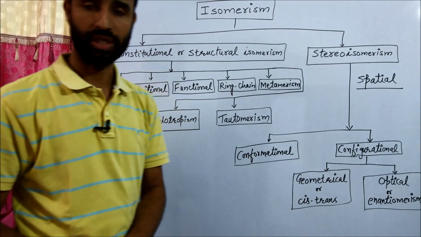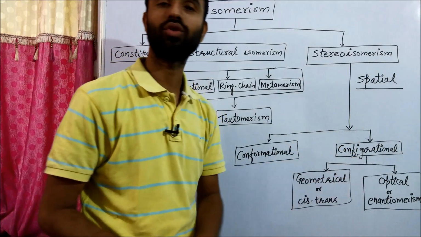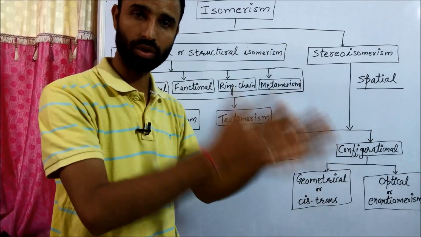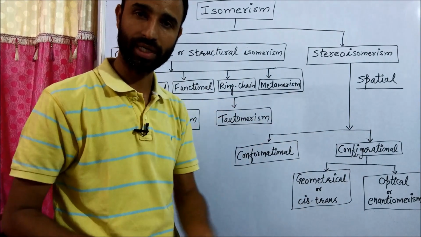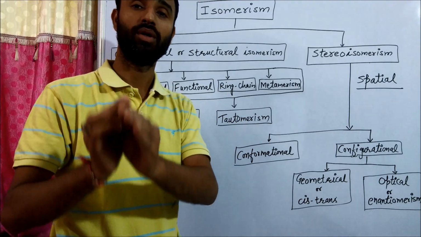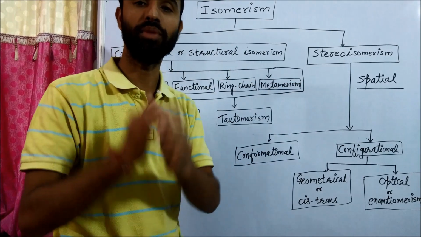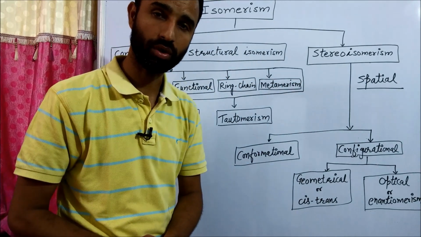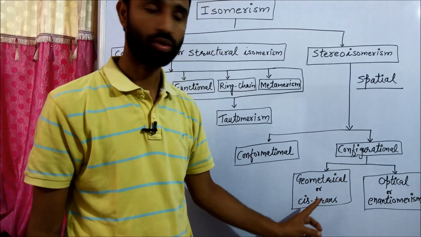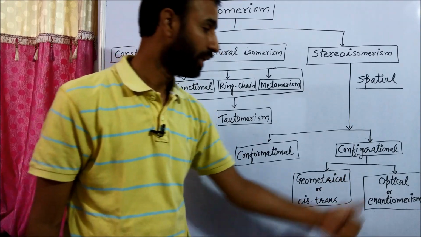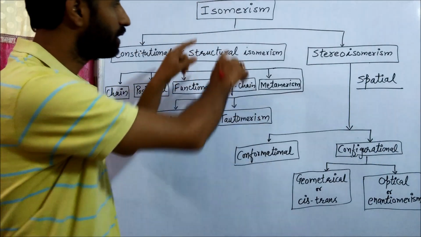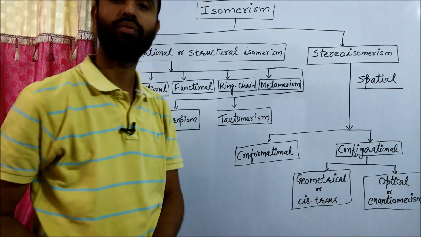Now come to configurational. Configurational isomers are those which have the same structure, molecular formula, but different arrangements, and they cannot be converted from one form to another without breaking or formation of bonds. And they are further classified as geometrical, that is also called cis-trans isomerism, and optical isomerism or enantiomerism. So this is the overall view of isomerism.